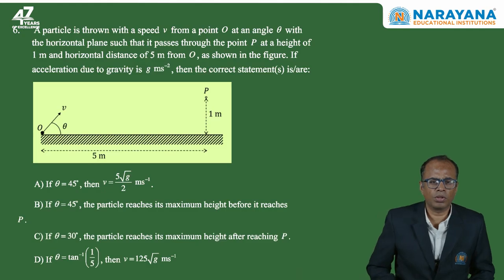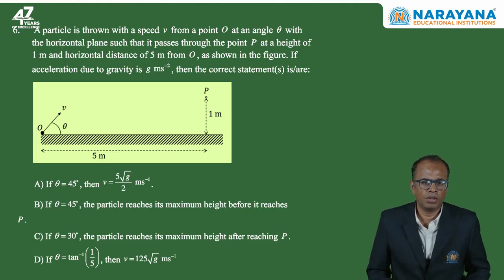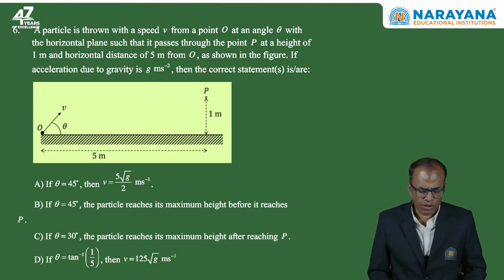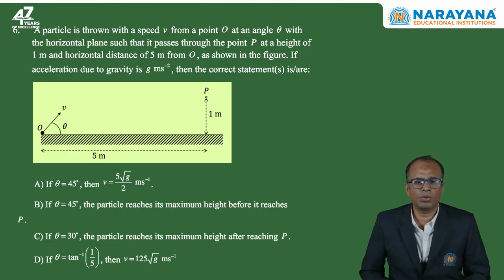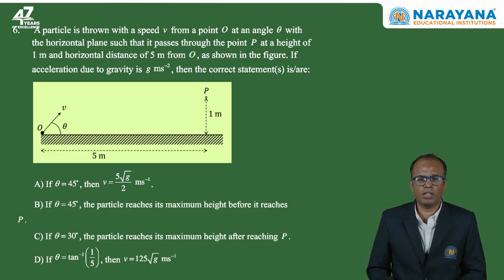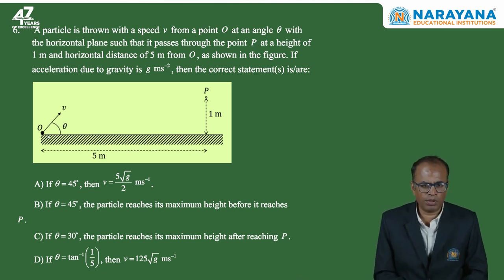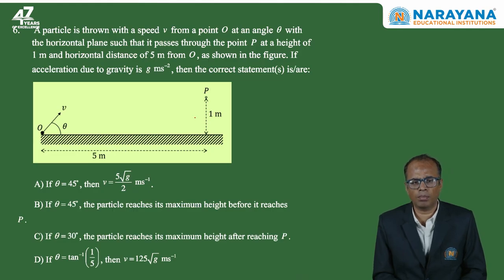So let's talk about question number 6. This is based on projectile motion. Let me read the question for you. A particle is thrown with the speed v from a point O at an angle theta above horizontal plane such that it passes through a point P at a height 1 meter, horizontal distance of 5 meter. So we are given a point which has been projected from point O, and it is going to move like a parabolic trajectory and pass through point P.